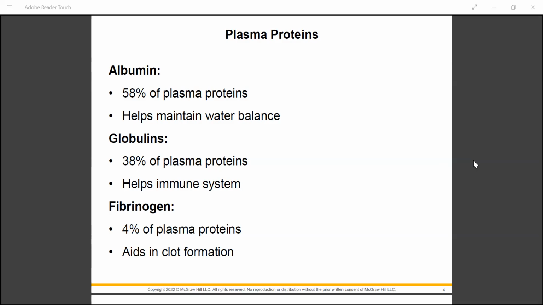Globulins are a class of plasma proteins that make up another large portion. These are involved in our immune system response. And then we have fibrinogen, which is about 4% of plasma proteins. So fibrinogen, when it is released, is activated into fibrin. And so fibrin is what aids in clot formation. So we'll talk about that on a slide a bit further in today's lecture.